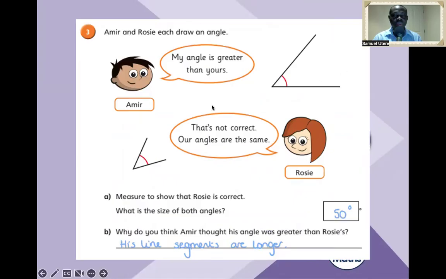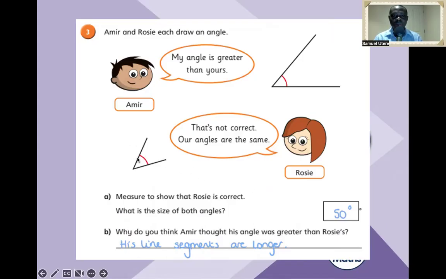So here, Amir and Rosie each draw an angle. Amir says, my angle is greater than yours. And then Rosie says, that's not correct, our angles are the same. For A, measure to show that Rosie is correct. What's the size of both angles? It's 50 degrees. So why do you think Amir thought his angle was greater than Rosie's? It's because his line segments are longer. His line segments were longer, but the angles are the same.